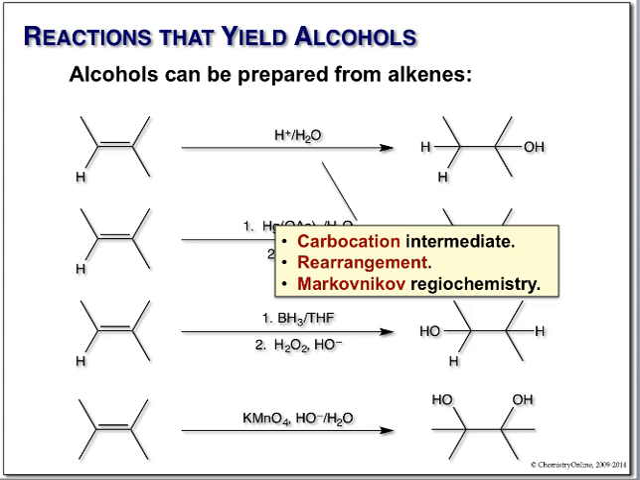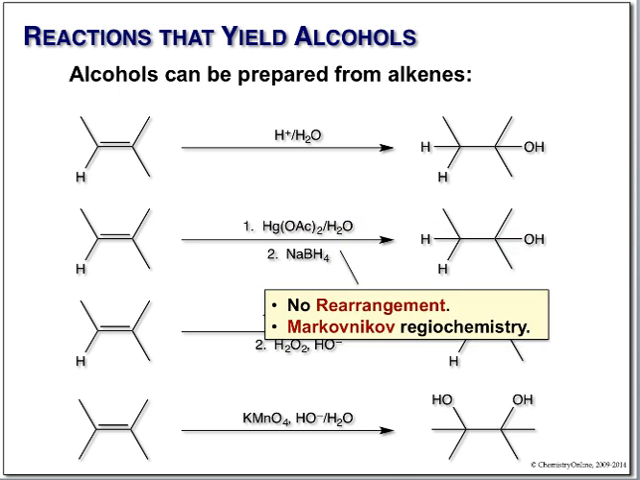Going to form a carbocation. It will rearrange to the most stable carbocation. Alcohol, or OH, will add to that carbocation. We know that there's a more civilized way to do this, and that is to use mercuric acetate. We also get Markovnikov regiochemistry, but no rearrangement. So we know this.